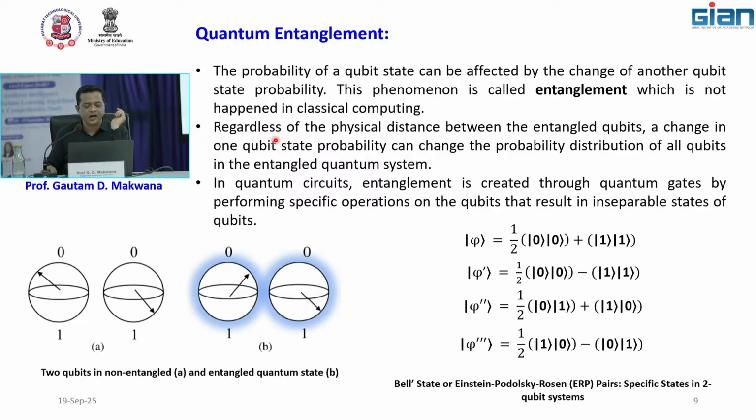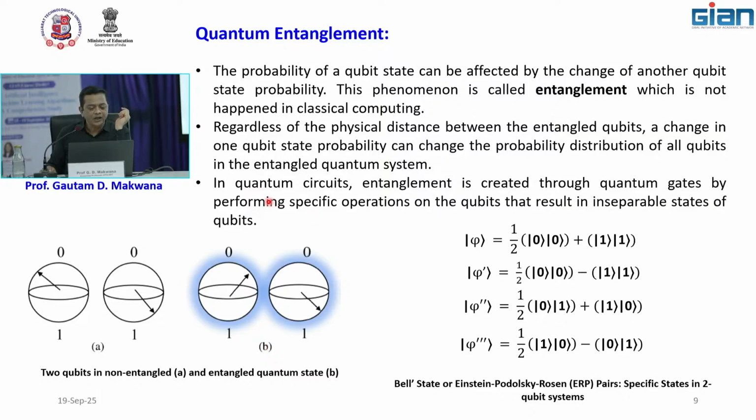So regardless of the physical distance between the entangled qubits, a change in one qubit's state probability can change the probability distribution of all qubits in the entangled quantum system. Whenever one state changes, the other state of the qubit also changes at the same time, which is not happening in classical computing or classical physics. That is the difference in quantum physics or quantum mechanics. That is known as quantum entanglement.